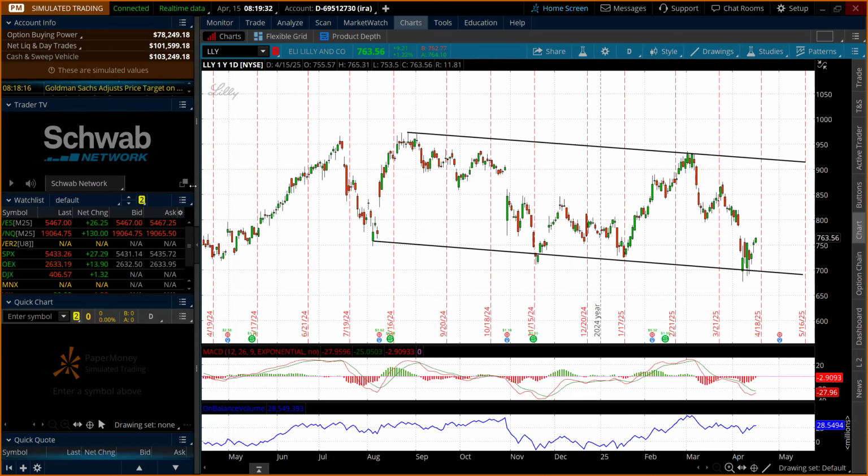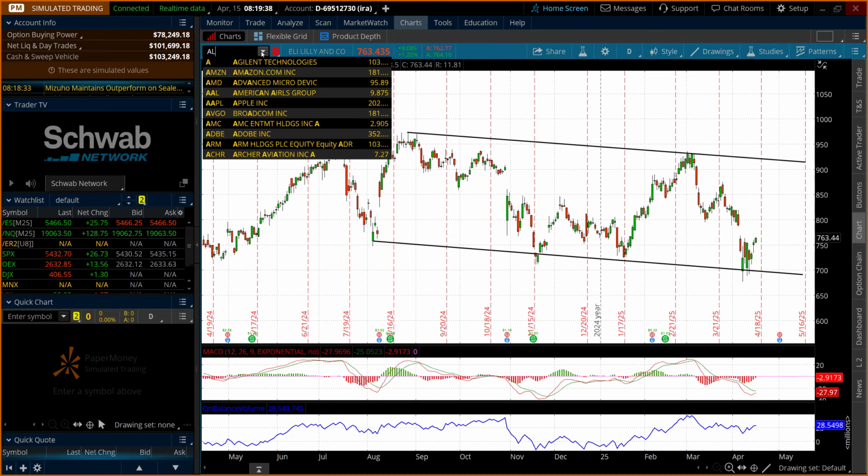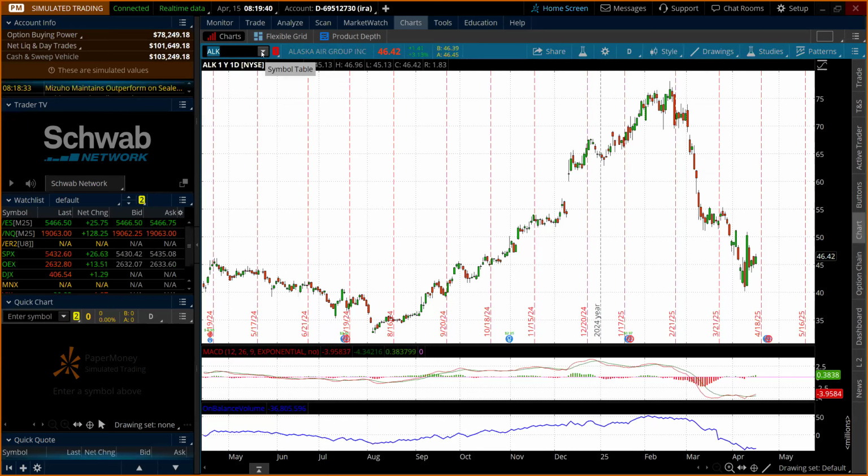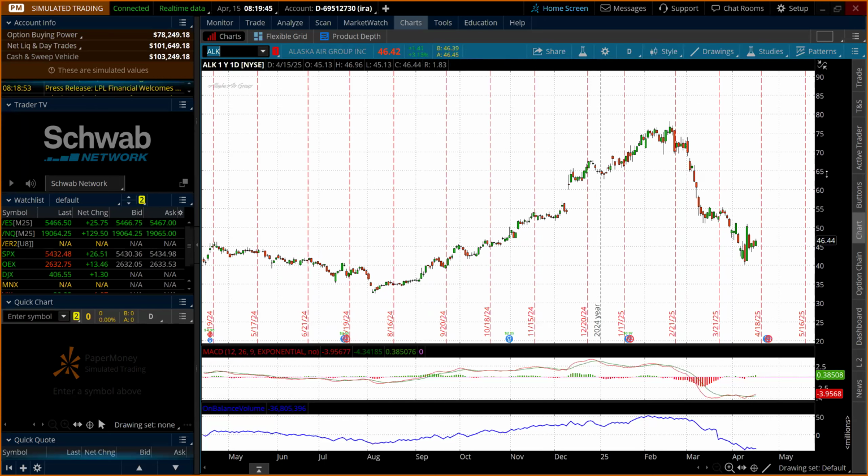And we've got Fred with ALK. Let's take a quick look. Oh my gosh, this thing has just fallen off a cliff. This is Alaska Air Group. The airlines right now are not doing good.